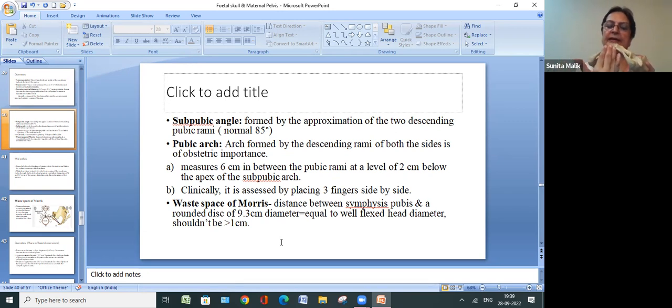And clinically, we can assess it by 3 fingers, like we are doing a PV, so we can assess it by this. So it's at this level that the finger comes.